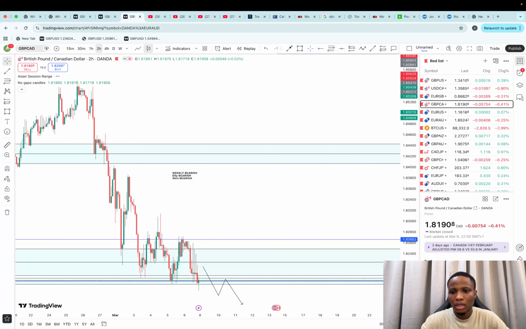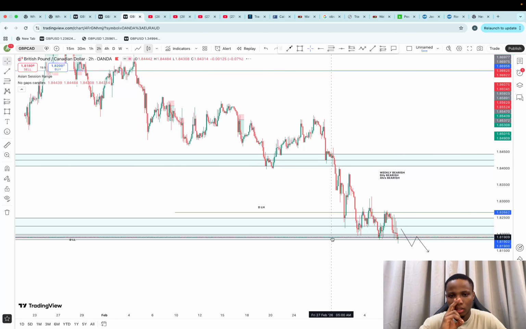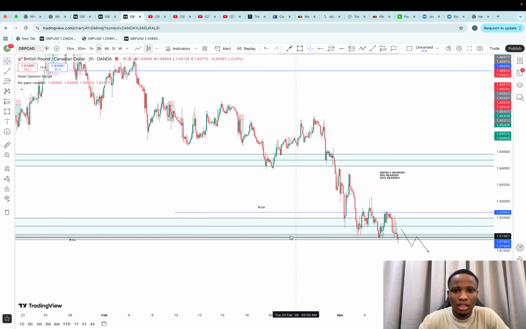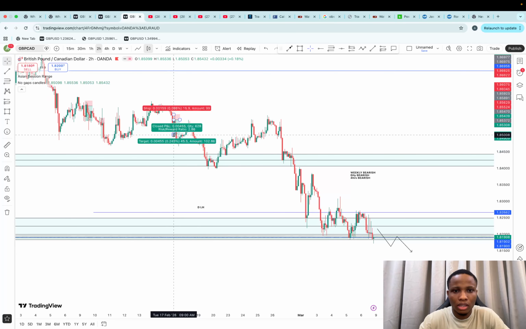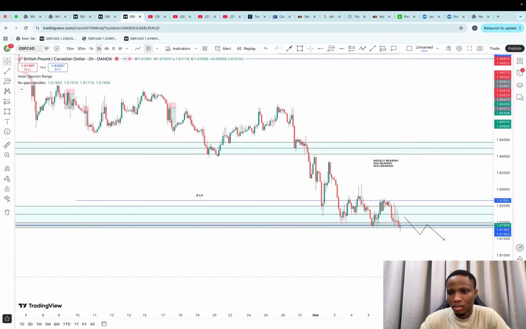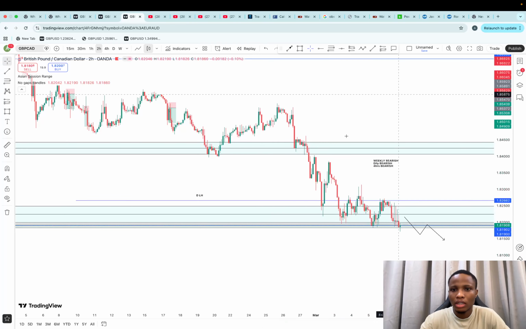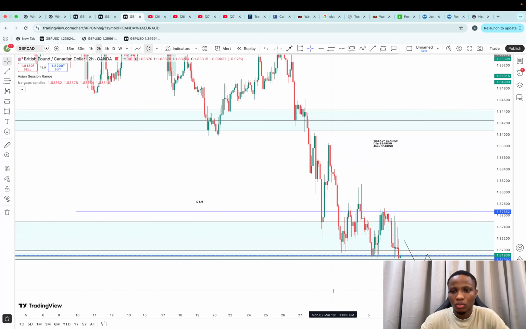GBP on the other hand, this market hasn't given me entry for 2 weeks. I've been analyzing this market for 2 weeks now, and it hasn't been giving me entry. The last time I saw this market was at this zone, it broke below and retested, and this was in February. I think that was like 3 weeks ago. So this week again, I'm looking to sell this market.